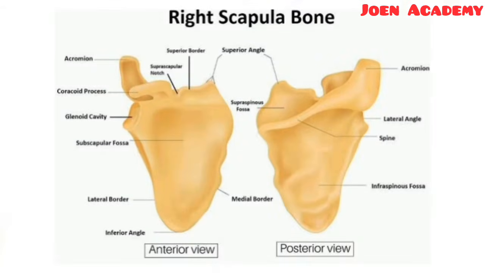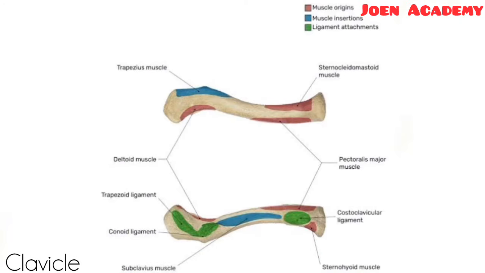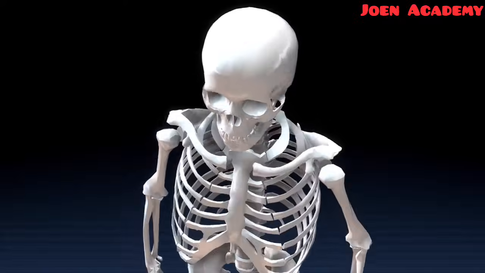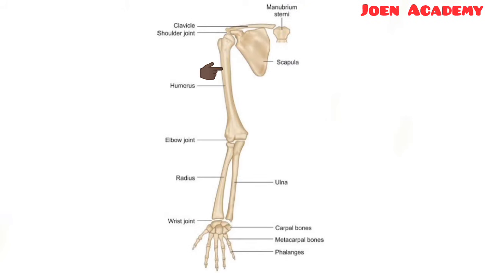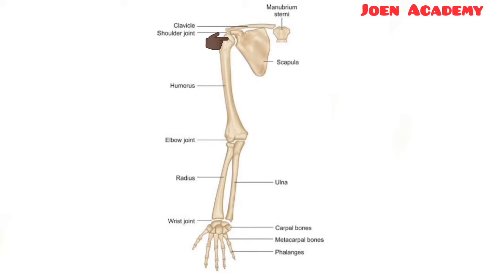The scapula is a triangular flat bone that serves as an attachment site for a whole lot of muscles. Anteriorly, we have the clavicle, which is a flat bone that articulates with the sternum, thereby making it possible for the upper limb to be attached with the axial skeleton. On the arm, we have the humerus. The humerus provides skeletal support for the arm. It articulates proximally at the shoulder joint and distally with the bones of the forearm at the elbow joint.